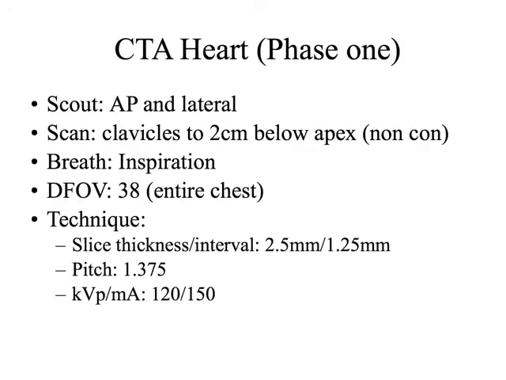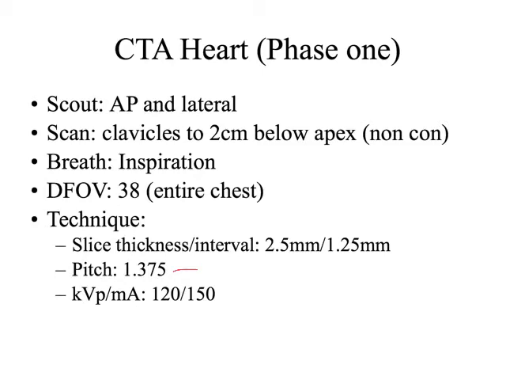So, in terms of protocols, this protocol is geared towards a 64 detector machine, and we're going to do an AP and lateral scout in the first phase, and in that first phase we're going to scan from the clavicles to 2 centimeters below the apex of the heart without any contrast. We're going to ask the patient to take a complete inspiration. We're going to scan the entire chest, digital field of view wise, and then the technique is going to be about 2.5 by 1.25 millimeters, and the pitch right in that range of 1.375, and then a kVp/mA combo of about 170-150. It can depend a little bit depending on patient size.